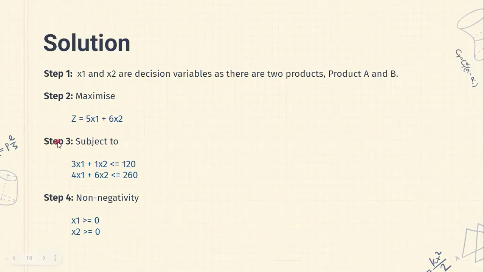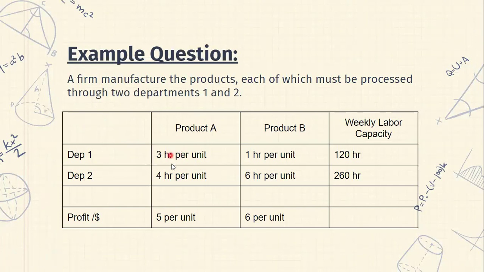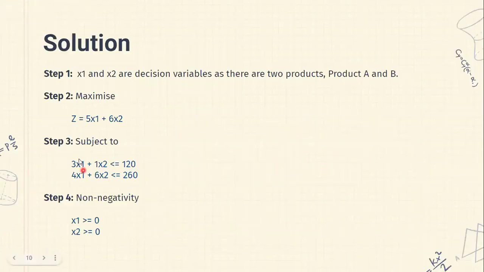Now, proceeding ahead, step number 3, we have to write the inequality equations. That is made from the fact that Department 1 works 3 hours per unit for product A and 1 hour per unit for product B, and it cannot exceed 120 hours. So the equation would be 3x1 plus 1x2 is less than or equal to 120, as it cannot exceed 120 hours. And remember, I told you that whenever we are talking about a maximize function, the symbol used would be less than or equal to.